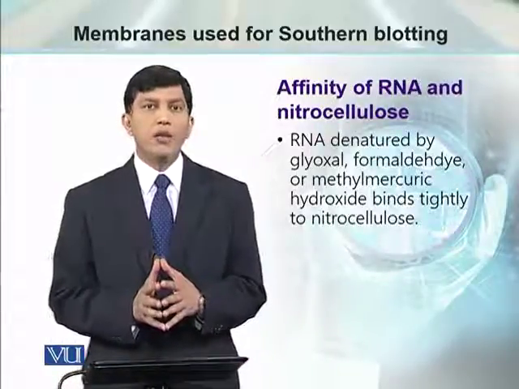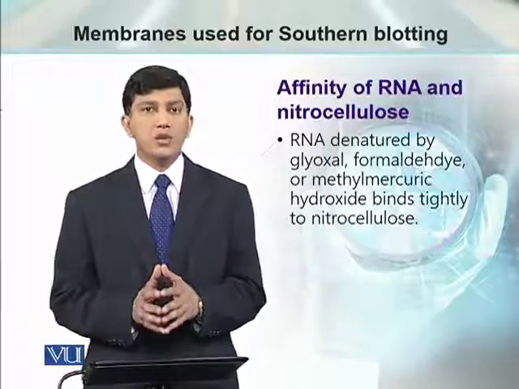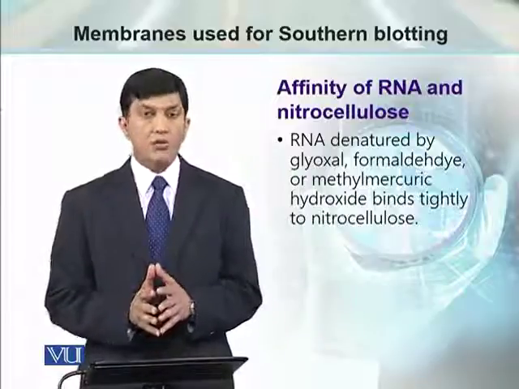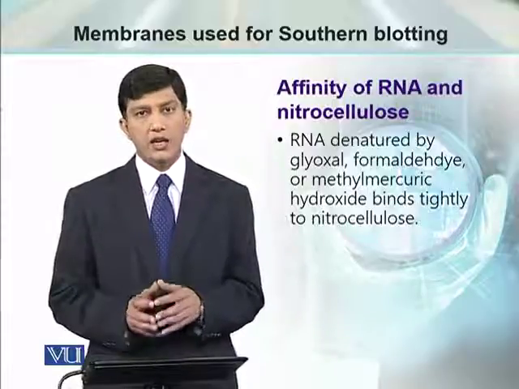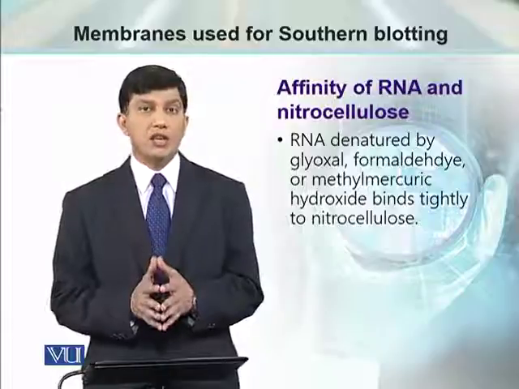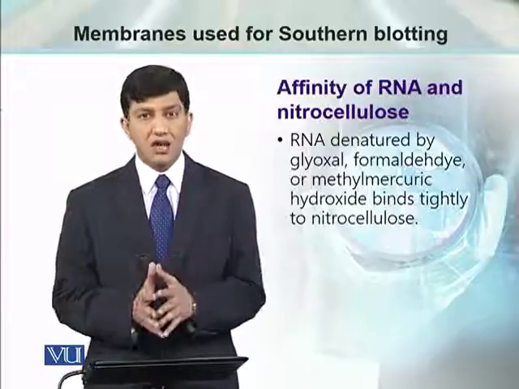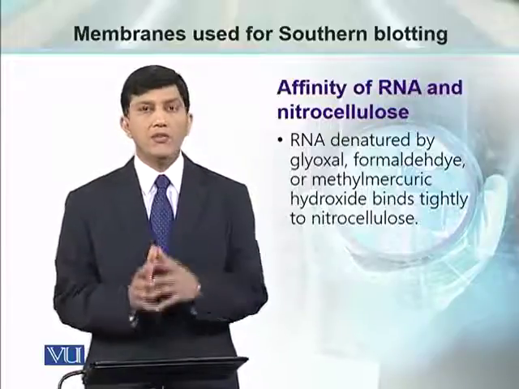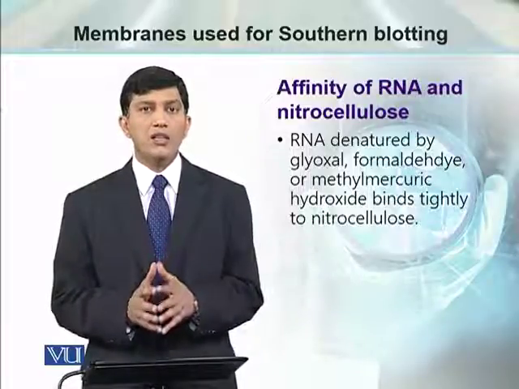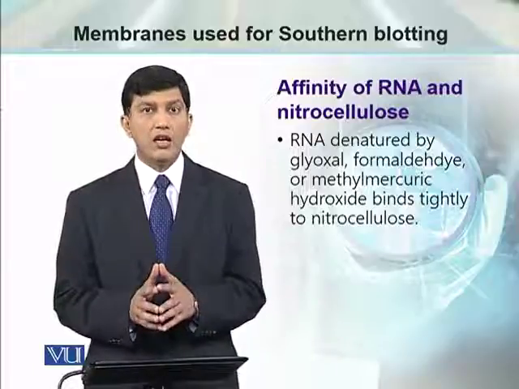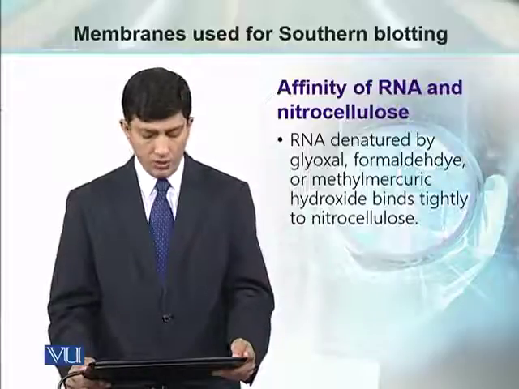With the passage of time, another type of membrane or paper was developed which was named as nitrocellulose paper. This nitrocellulose paper has high affinity for attachment of the RNA and more specifically the denatured RNA. जब हम RNA की जेल इलेक्ट्रोफोरेसिस करते हैं उसमें हम फॉर्मेल्डिहाइड यूज़ करते हैं टू डीनेचर द RNA, और फॉर्मेल्डिहाइड के अलावा भी कोई और केमिकल यूज़ किया जा सकता है. In short, we can say that the denatured RNA has close affinity and binds tightly to the nitrocellulose membrane.